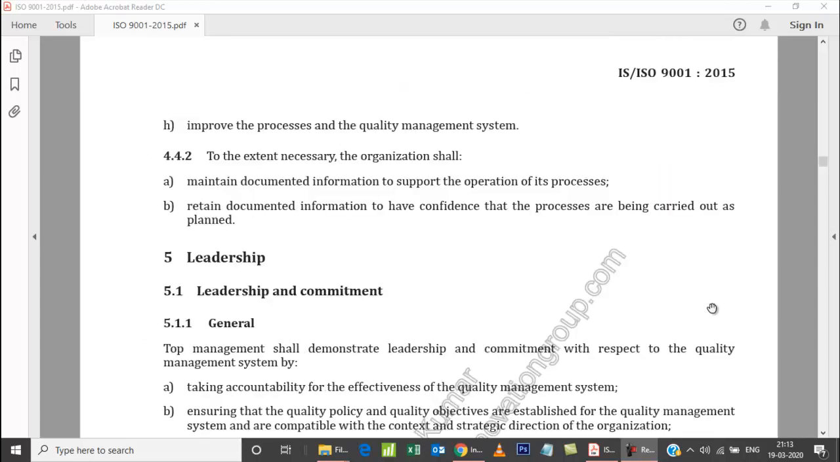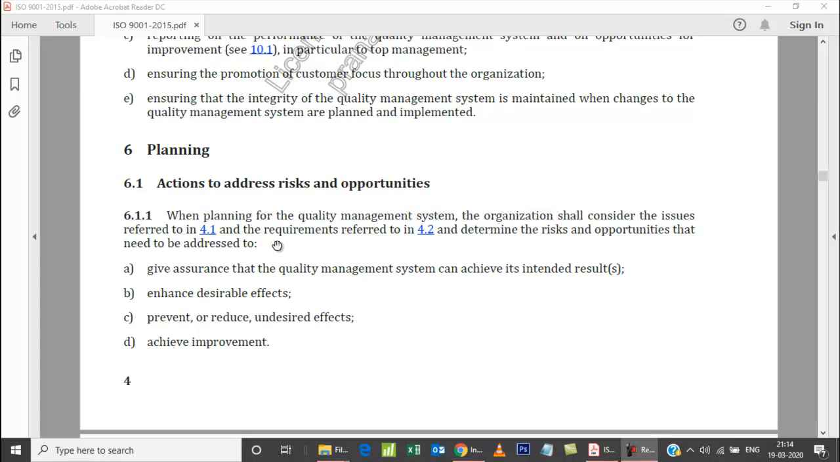So it's saying, when planning for the quality management system, the organization shall consider the issues and risks referred to in 4.1, which means the internal and external issues that you've identified, and requirements referred to in 4.2, so all these stakeholder requirements that you've identified in 4.2, and determine the risks and opportunities that need to be addressed to give assurance that the quality management system can achieve its intended result.